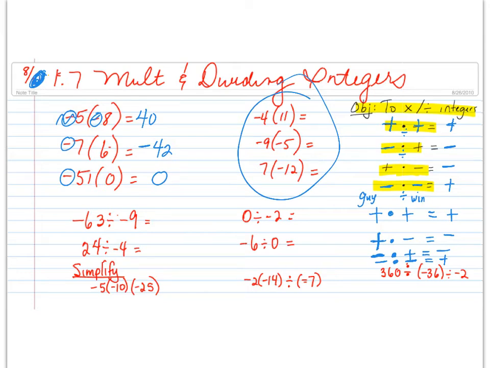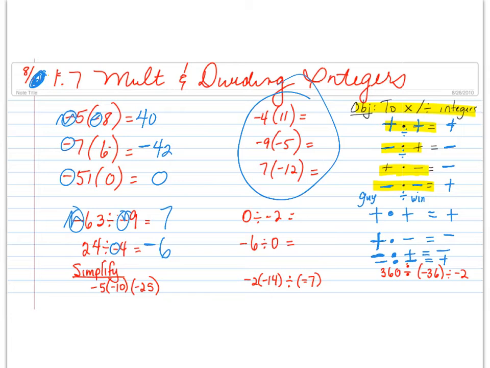But let's also do division, okay? The same rules apply for division, okay? So, -63 divided by -9. There are 2 negatives being divided, so that's the bad guy losing. That's good, so we don't even need those. So 63 divided by 9 is 7, okay? 24 divided by -4. There's one negative. That's the good guy losing. That's bad, so we're going to have a -6.